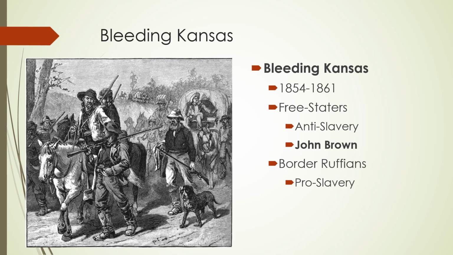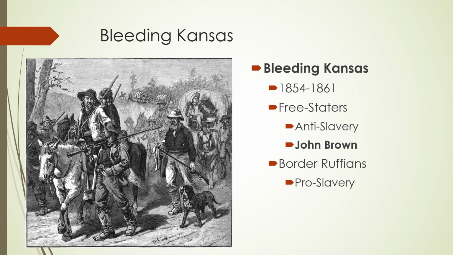Also, as a result of the Kansas-Nebraska Act, we're going to have something that becomes known as Bleeding Kansas. Basically, this is a civil war that happens in Kansas between anti-slavery settlers and pro-slavery settlers. Remember, in Kansas the issue is unsettled. It's going to be decided by a vote, by popular sovereignty. And so you have people migrating into Kansas from both areas, from slave states and from free states, and they end up killing each other.